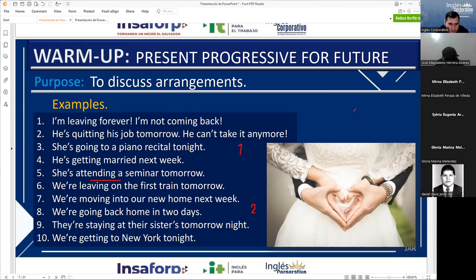I am leaving forever. I am not coming back. He's quitting his job tomorrow. He can't take it anymore. She's going to a piano recital tonight. He's getting married next week. She's attending a seminar tomorrow. Excellent. Very good.